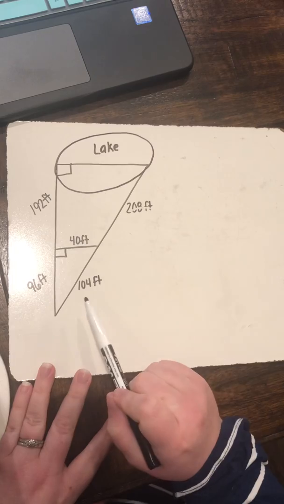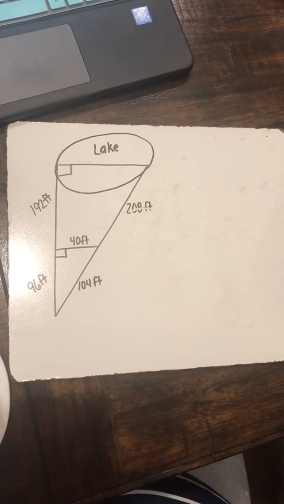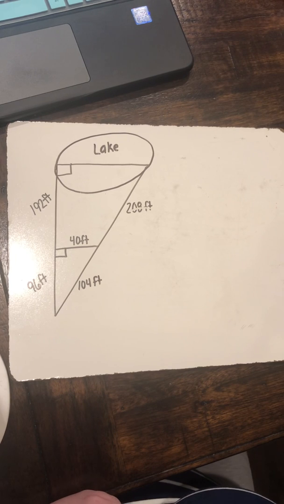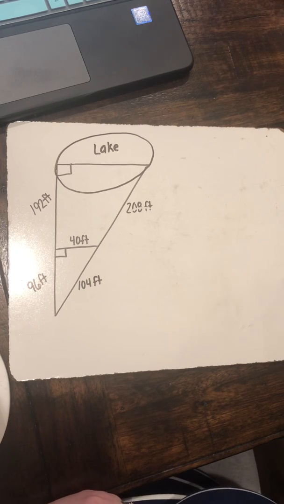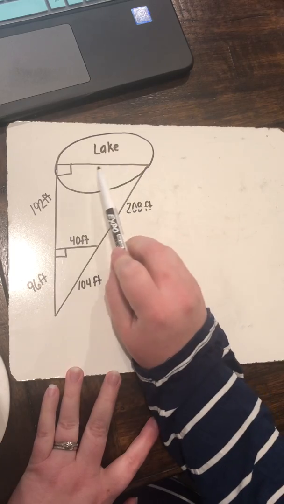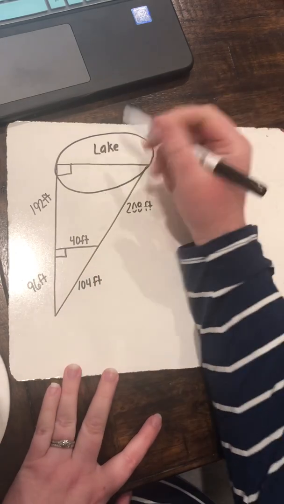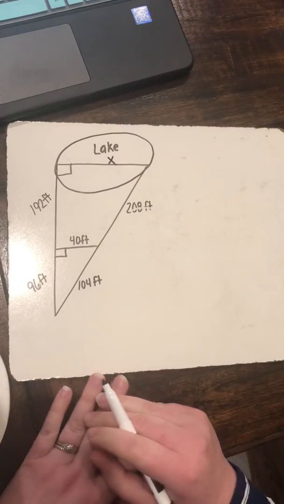Okay, to save some time, I already drew the little diagram of what number 4 has on it. It says a surveying team needs to measure the distance across the lake. They make the measurements shown along the ground. What is the distance across the lake? So this is the distance that we need to find out. This is what we don't know. So what we don't know always gets a variable. So I'm going to just put an X there.